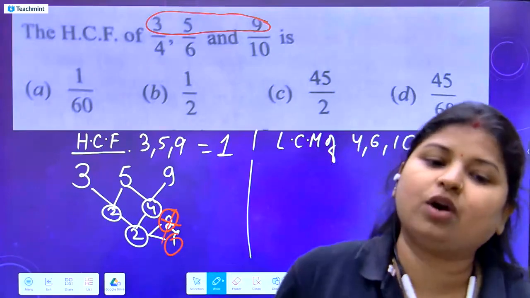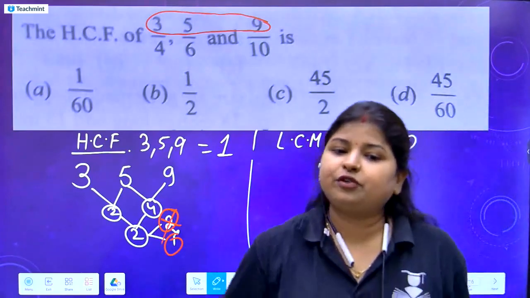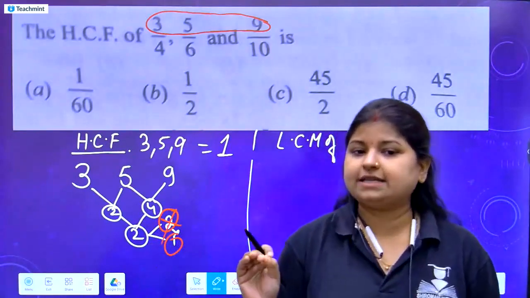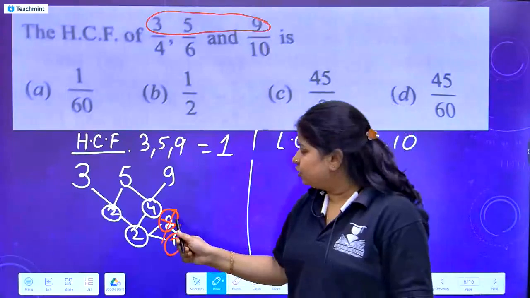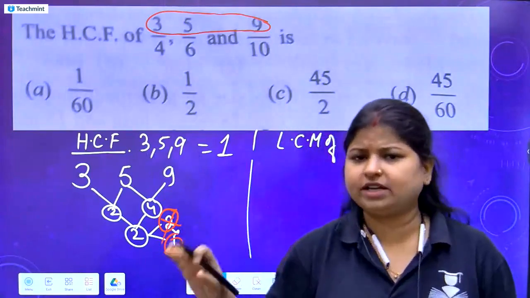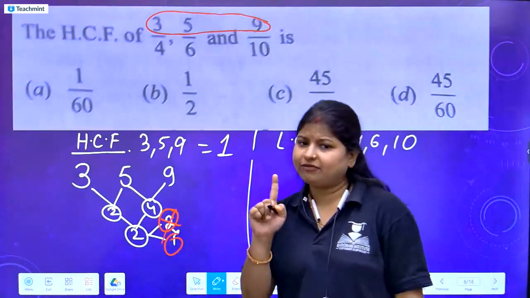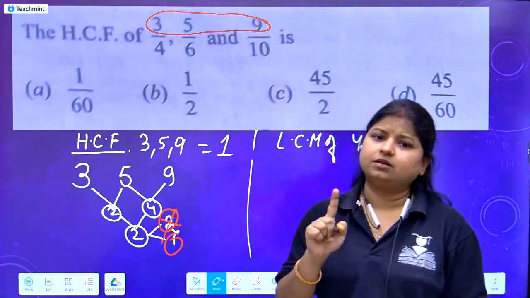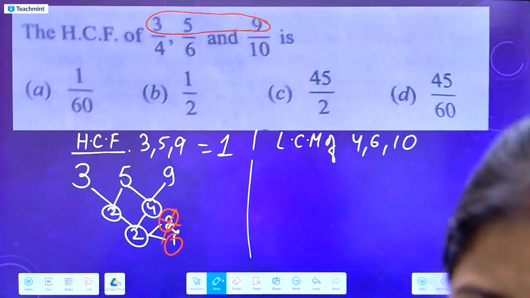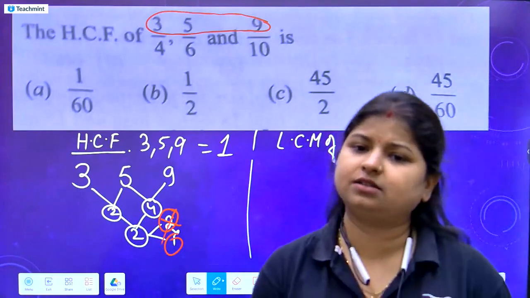Ajish, 2 into 1 ही होगा ना। Yes, ma'am. So if 2 into 1 is there, 2 cannot divide 3, 5 and 9. So you will remove this 2. 2 divide नहीं कर सकता, 2 हटा दो, बचा क्या? You are left with 1. Yes, ma'am. So 1 will be my HCF. You are left with 1, that's why 1 will be your answer. Yes, Vivansh?